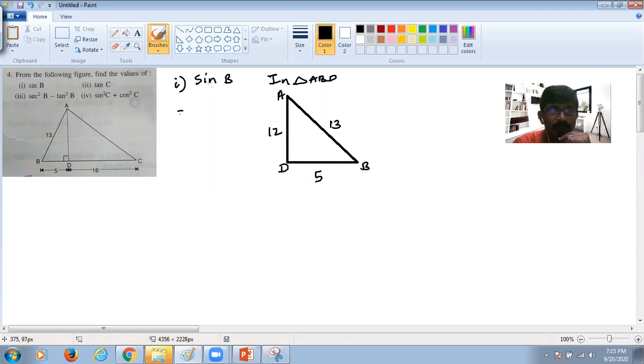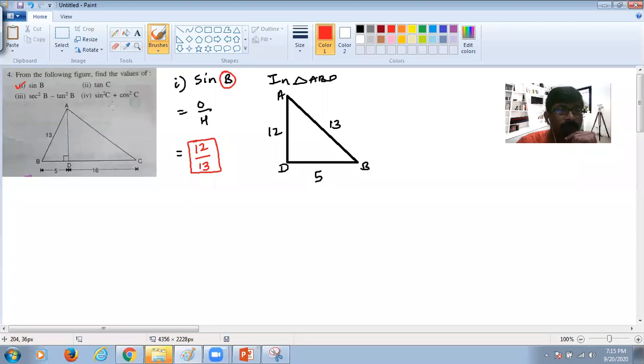Now what is sine B? Sine B is opposite upon hypotenuse. So what is the opposite? Opposite to angle B. Opposite to angle B is 12, and hypotenuse is obviously 13, so 12 by 13. So this is the answer. Isn't it very, very simple? So we are done with the first part.